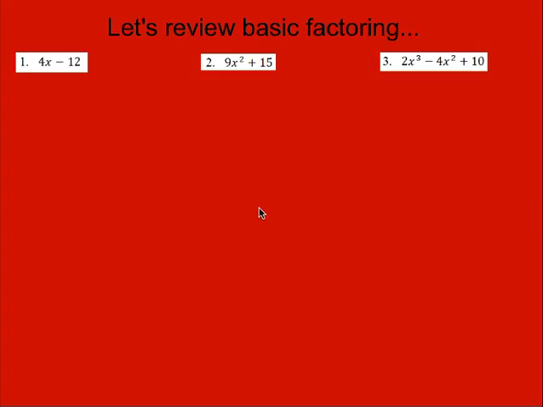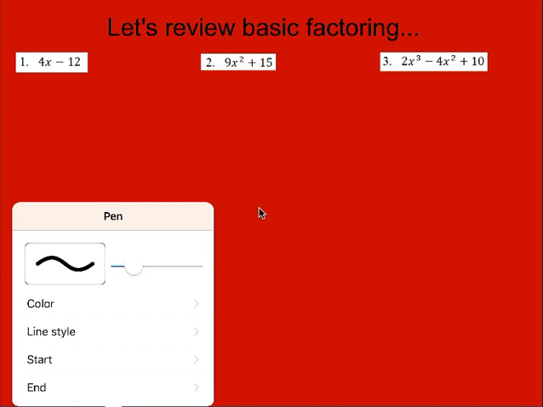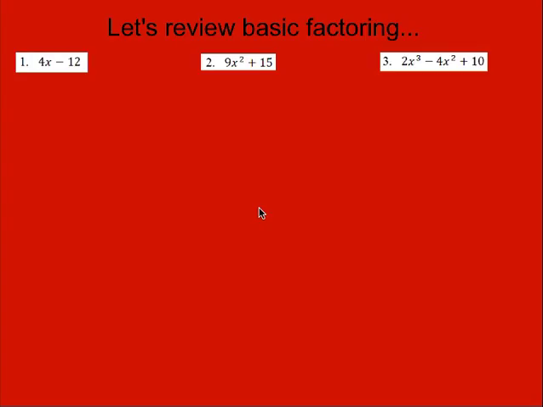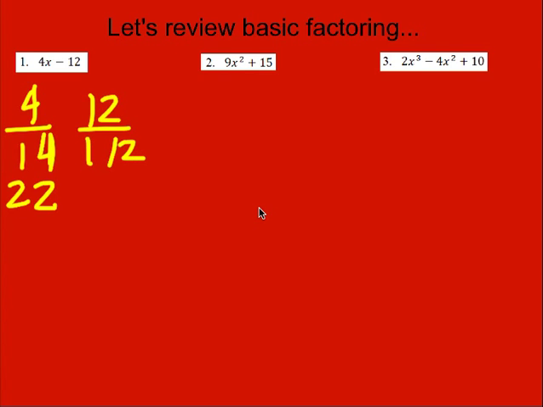First thing I want to do is review a little bit of what we worked on yesterday, because I think that'll help us with today's stuff. When we figure out our greatest common factor, I want to figure out what number divides 4 and 12. So I have 1 and 4, and also 2 and 2. For 12, I have 1 and 12, 2 and 6, and 3 and 4. So our largest number in each is a 4.